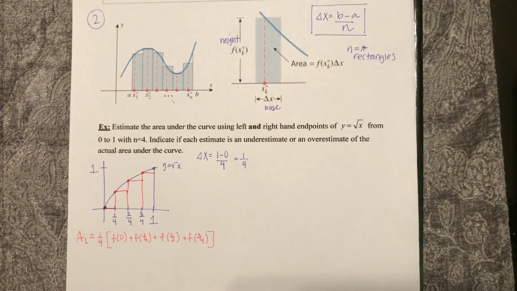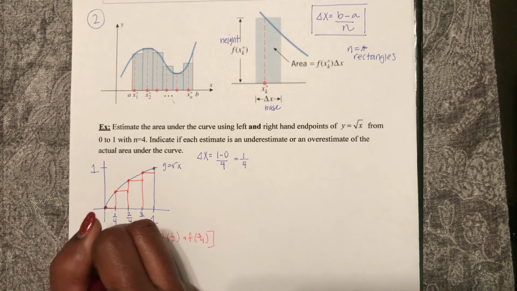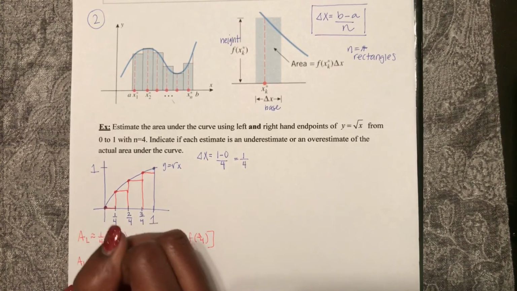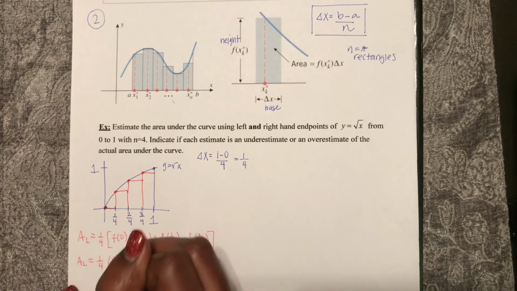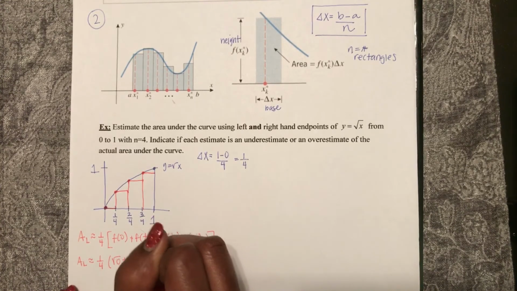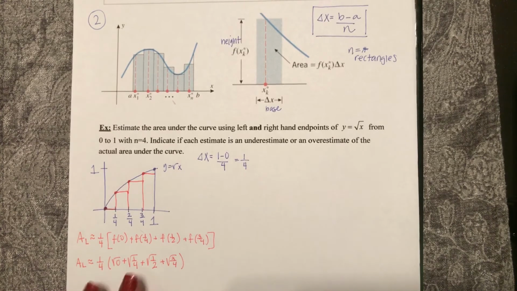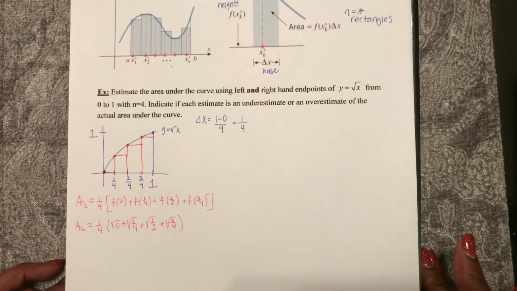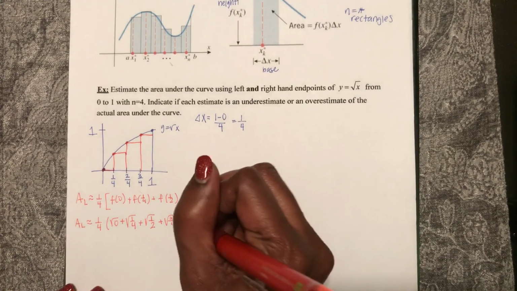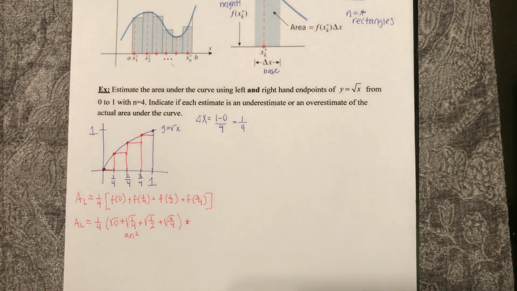All right, that creates my 4 rectangles. Here's each of my heights, and here's multiplied by the base. So the area of my left Riemann sum is approximately 1/4 times square root 0 plus square root 1/4 plus square root 1/2 plus square root 3/4. Now I'm going to stop there. Remember on an AP exam, if it was free response, you could stop here. So that's going to be units squared.